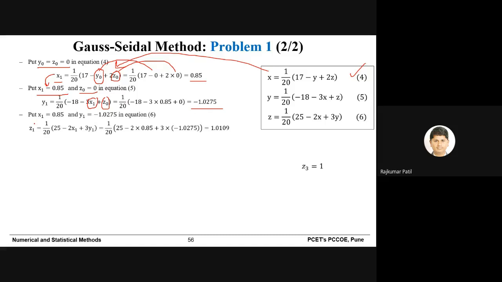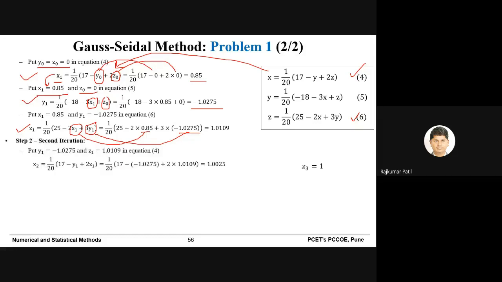Then we will put the latest values of y and x, that is y1 equal to -1.0275 and x1 equal to 0.85, in equation number 6, and then simplify that equation, put the given values and solve it. Upon simplification, you will get z1 equal to 1.0109. So this is the value of z1. Now we have x1, y1 and z1, that is the first approximations.